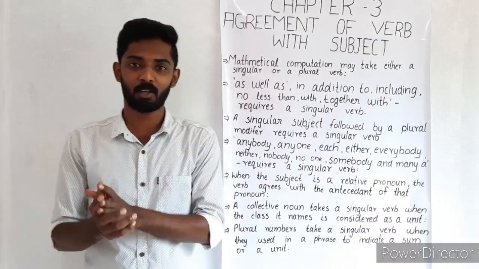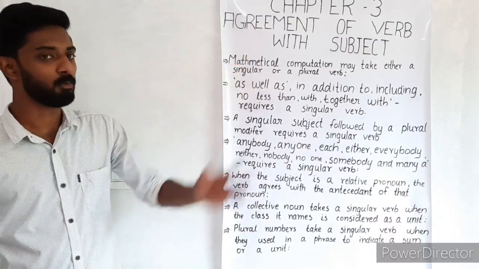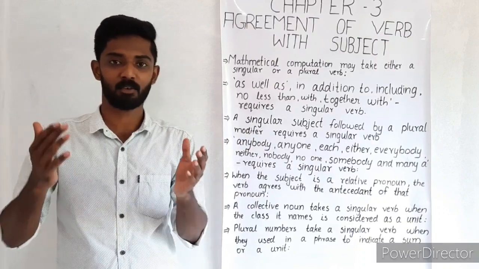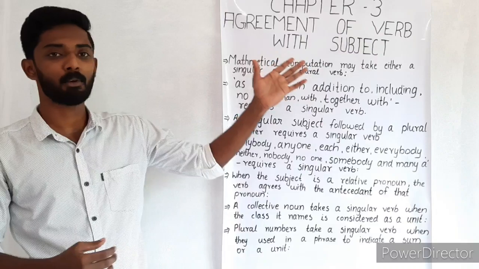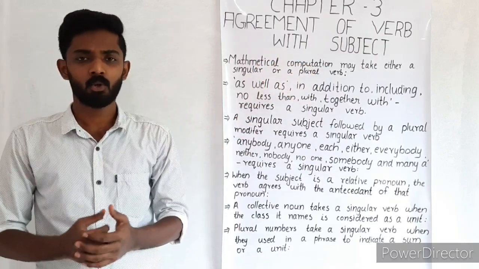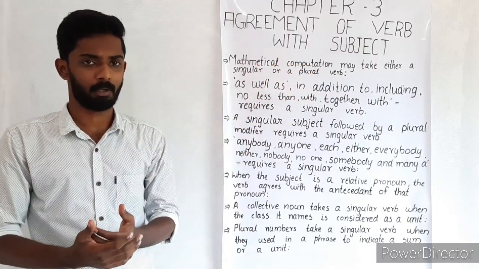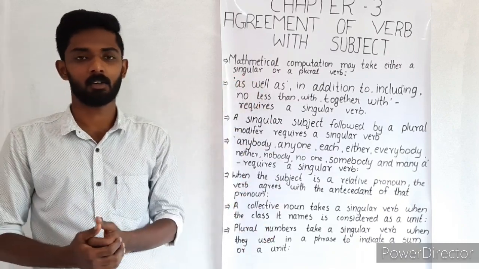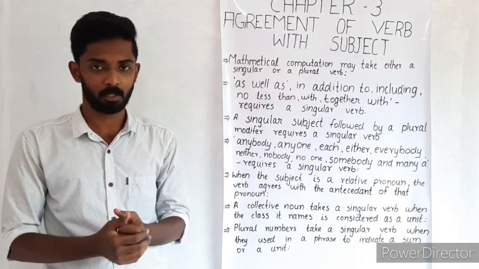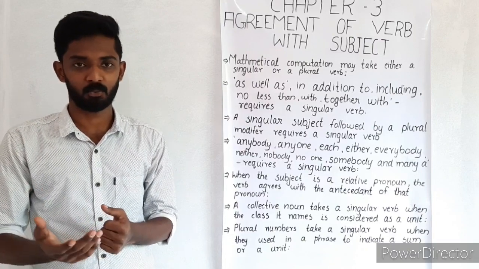So in the last class we were talking about agreement of verb with the subject. We have seen some rules which we have to keep in mind when we deal with the agreement of verb with subject. So we'll continue with the topic. There are some more things which we have to remember when we deal with the agreement of verb with subject. So shall we continue?